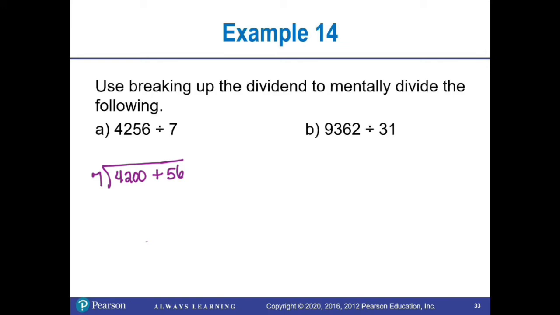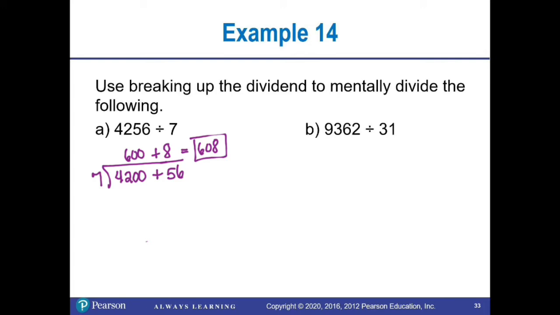Well, 7 goes into 4,200 600 times. 7 goes into 56 8 times. And 600 plus 8 is 608. Again, this would be completed in your head, but on a show work question on the quiz, this is the work that you will be expected to show.